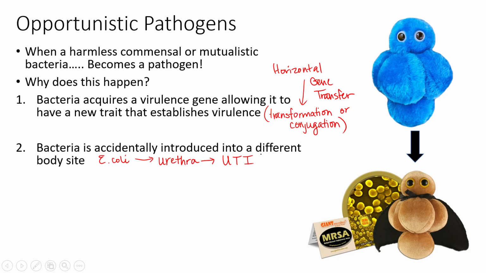So on one side of the story, it has to do with the bacteria, but also a lot of this equation comes down to what's happening in our host, what's happening in our human body. So if the immune status of that host changes, that can cause a harmless commensal or mutualistic bacteria to actually get another opportunity here to become a pathogen. And so what do I mean by that?